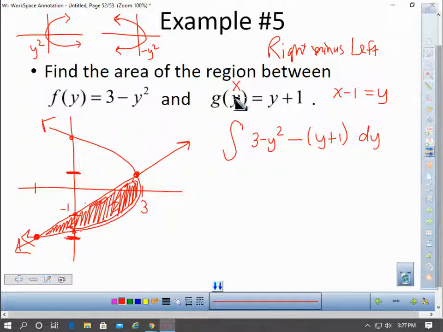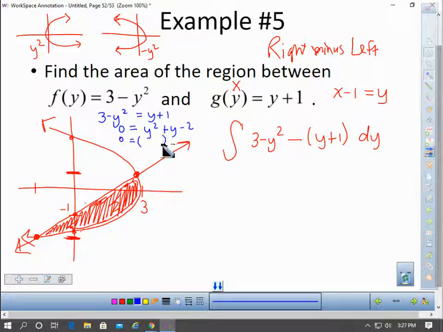We're going to find out where these are equal, okay? So we're just going to set these equal and solve. So 3 minus y squared equals y plus 1. I'm just setting them equal to figure out their intersection points. All right, so I'm going to move everything over here. So that'll give me y squared plus y. And when I minus the 3 over here, that'll give me a minus 2.